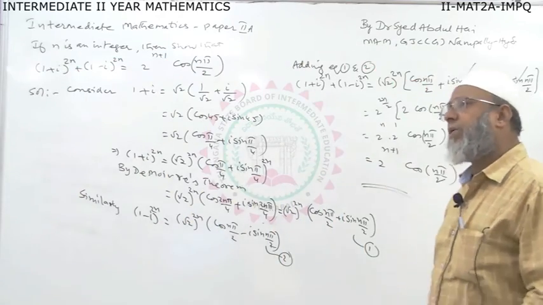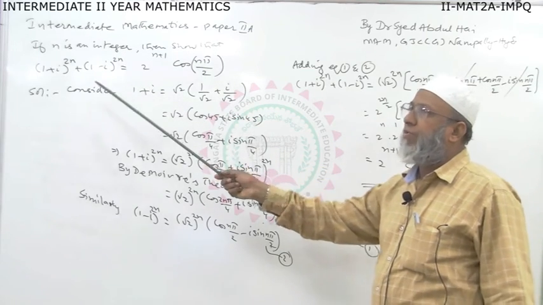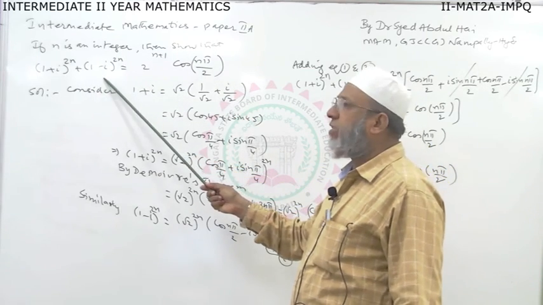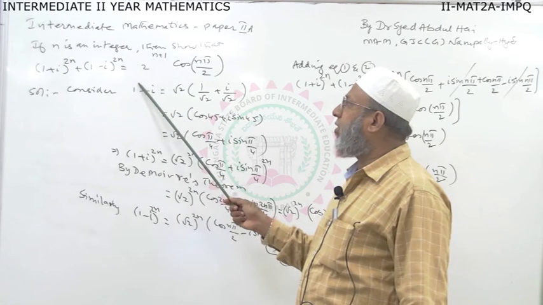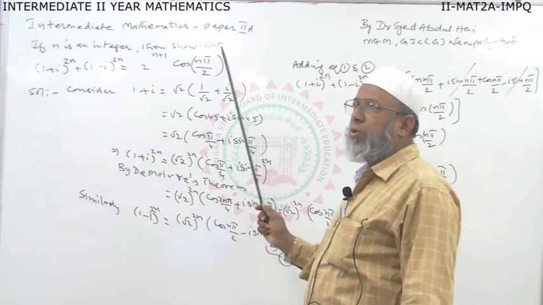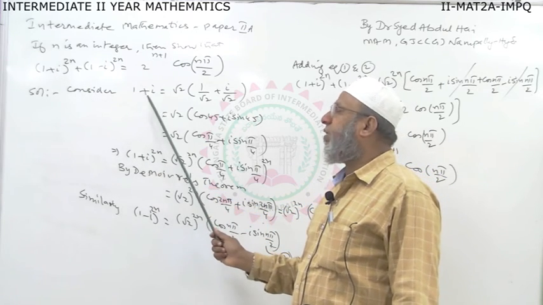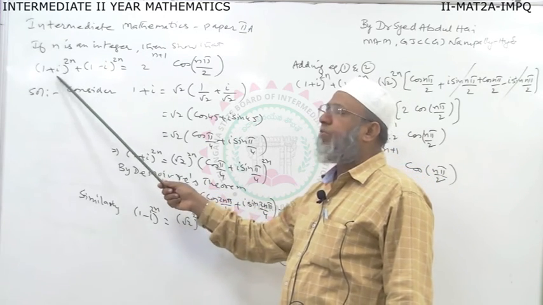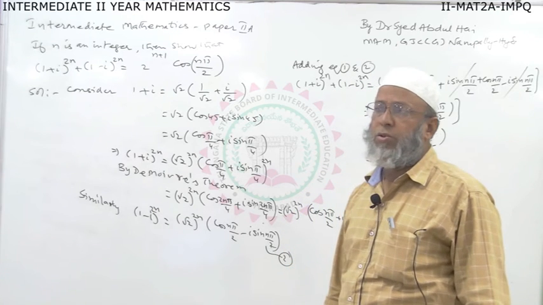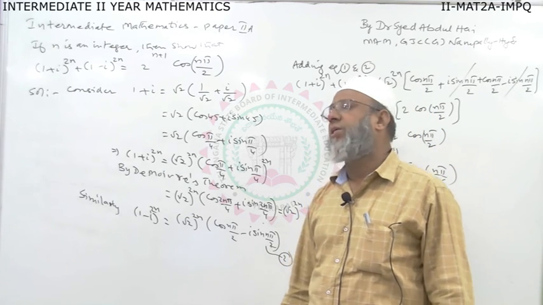Once again, I will explain you. If n is an integer, then show that 1 plus i whole power of 2n plus 1 minus i whole power of 2n is equal to 2 power of n plus 1 into cos n pi by 2. We are considering this first part, that is 1 plus i. You can convert this 1 plus i into the modulus form also by writing 1 plus i is equal to r into cos theta plus i sin theta.